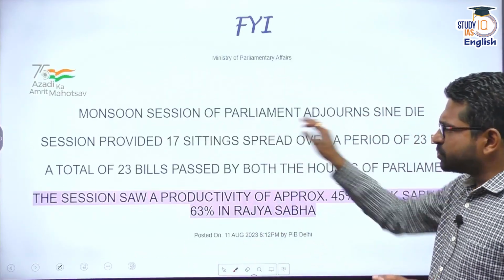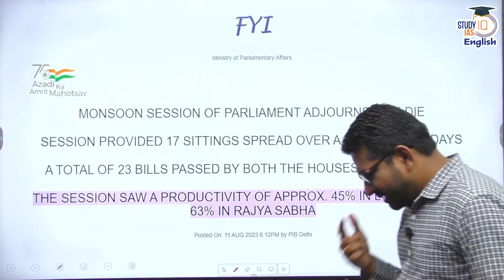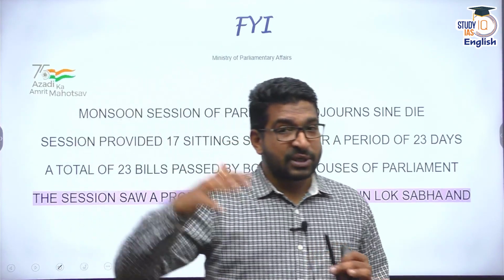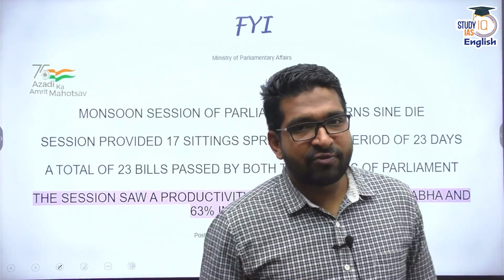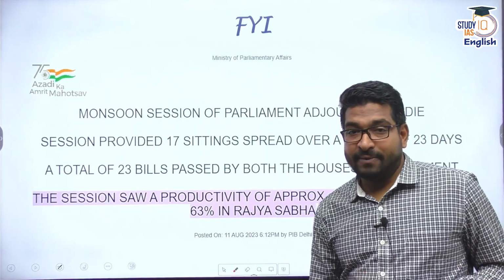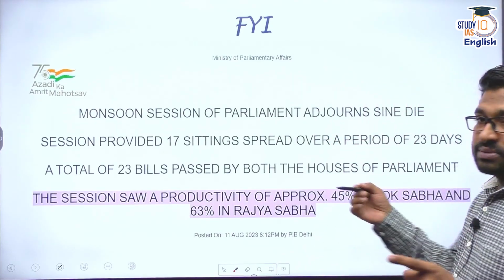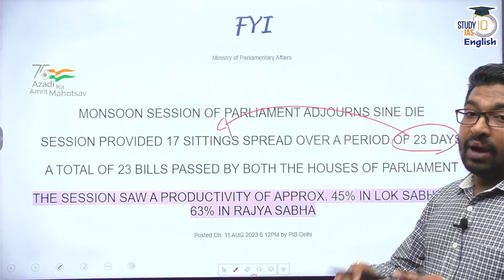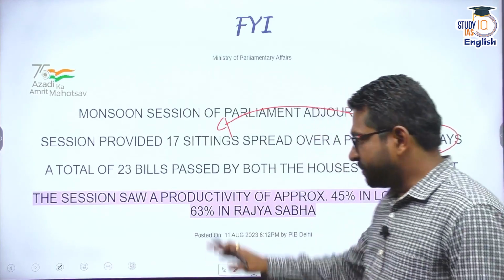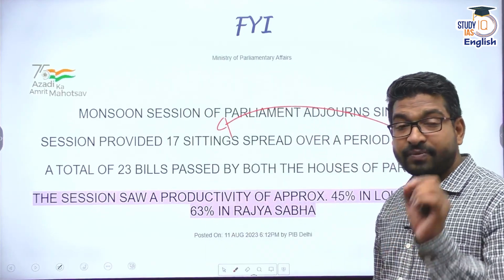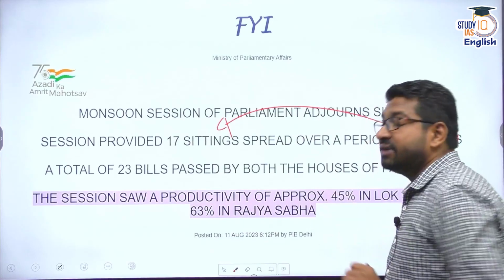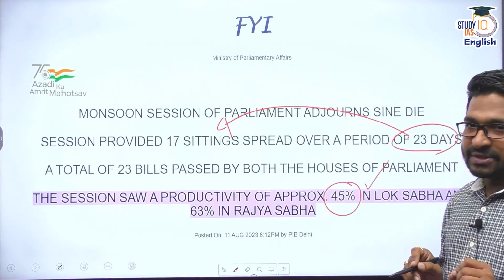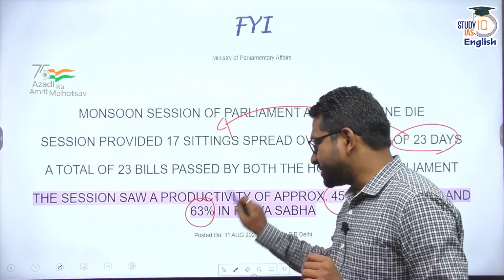As I told you, the monsoon session has ended, but every year we have been looking at this, that the productivity of parliament has been continuously going down, and we saw a similar development in this monsoon session as well. The monsoon session spanned 23 days, out of which there were only 17 sittings, and both the houses, Rajya Sabha and Lok Sabha, passed 23 bills. But if you look at the productivity of the houses, in Lok Sabha, productivity was only 45%, and in Rajya Sabha, only 63%.